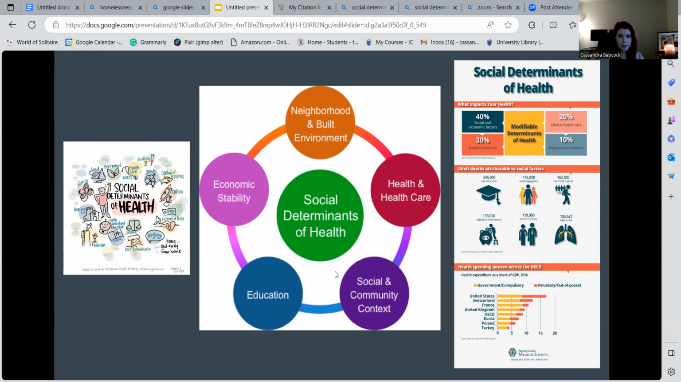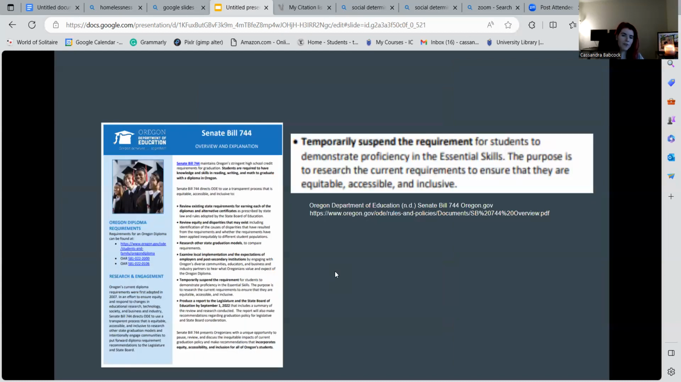The education market in Oregon is very interesting, as we usually rank in the 30s in terms of graduation rates. However, in the early 2000s, we ranked in the 40s, so we've made an increase. However, in 2021, Senate Bill 744 was passed, which temporarily suspends the requirement for students to demonstrate proficiency in essential skills, such as reading and math. So this means that standardized testing and other testing procedures in school don't necessarily need to be needed for a person to graduate.